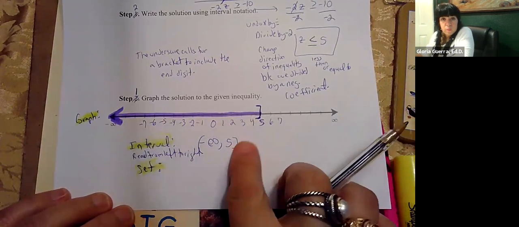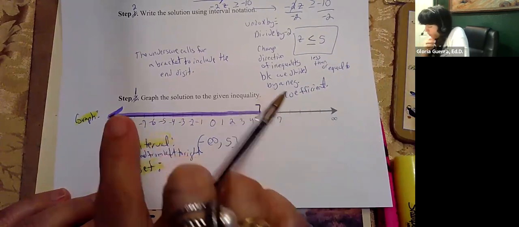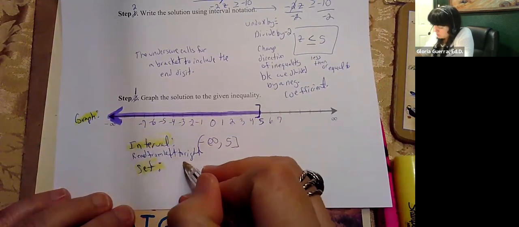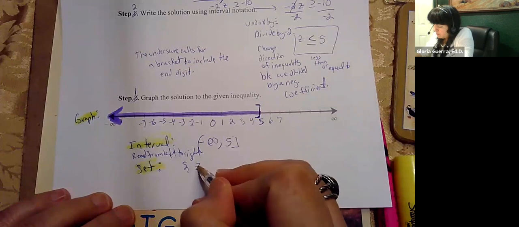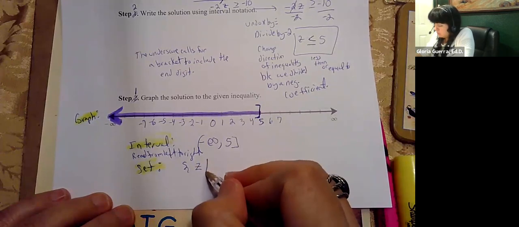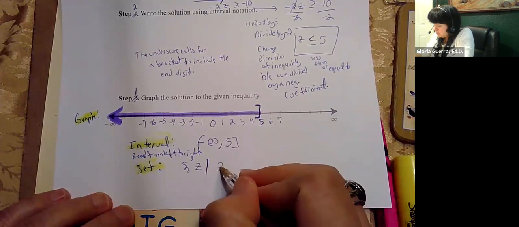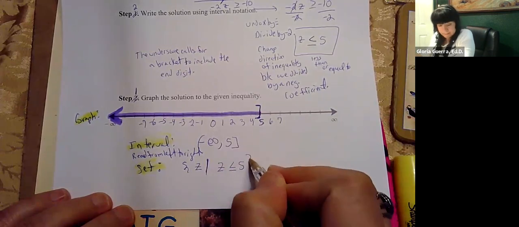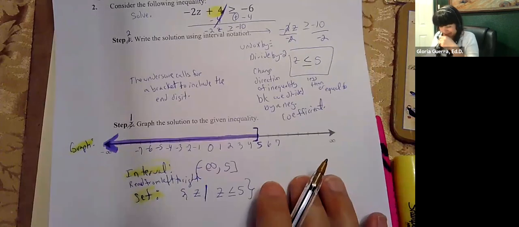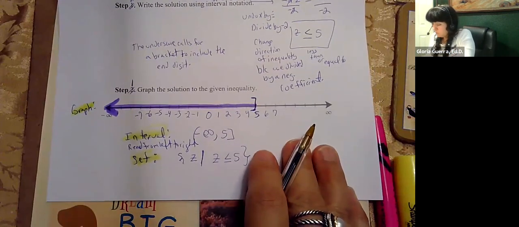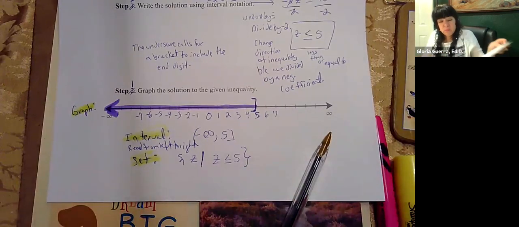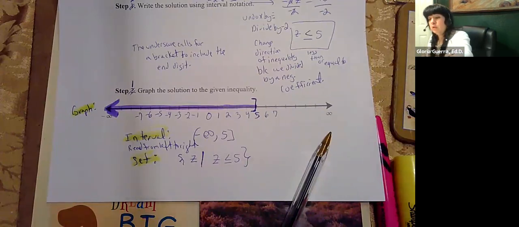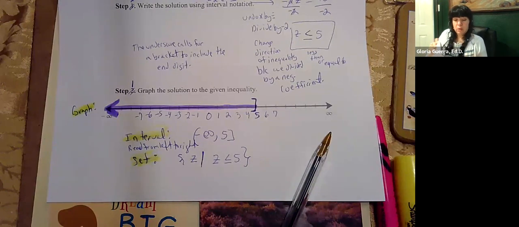See? And then the set notation: all sets begin with braces, and you introduce a letter. So we're talking about Z, such that, and then you write your solution. Z is less than or equal to 5. And close it. Okay. Okay, let's look at the next page.